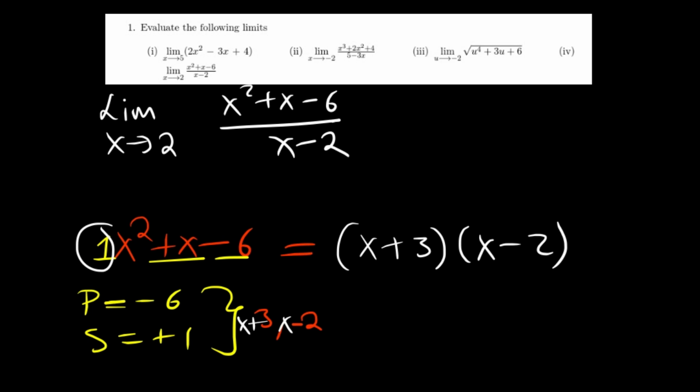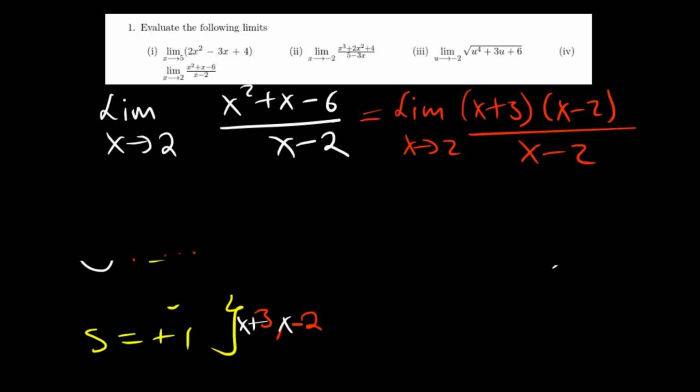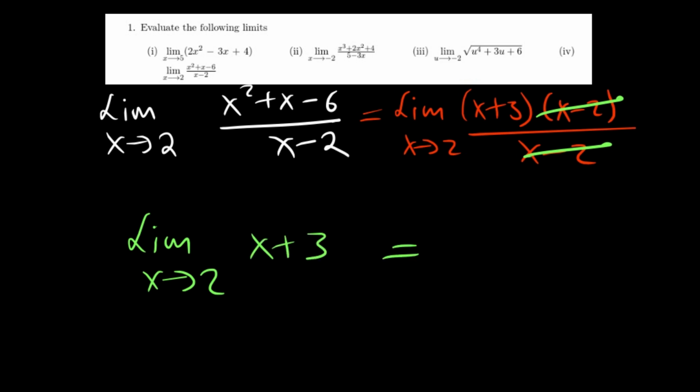So at this point, this is reducing to the limit as x approaches 2. We've expanded the numerator to x plus 3 times x minus 2. The denominator is x minus 2. So we're trying to do away with x minus 2 because it's making the denominator undefined. So we can divide, and we remain with the limit as x approaches 2 of x plus 3. When you plug in a 2 there, you're going to get 5. So that's the limit, right? Simple and straightforward. Now proceed.